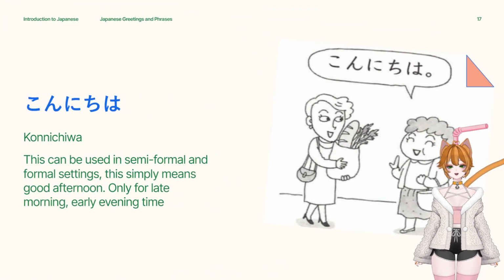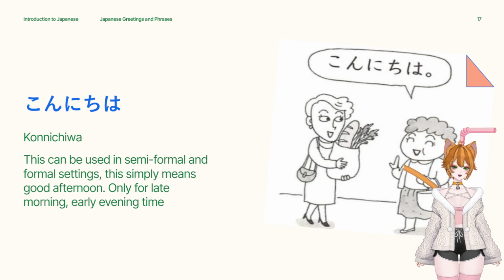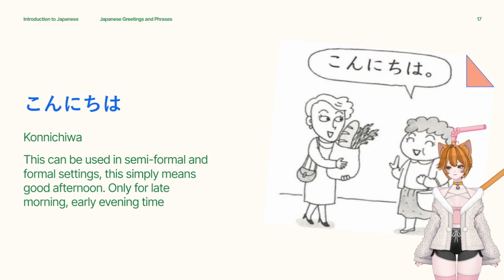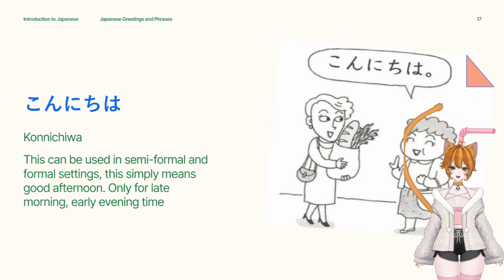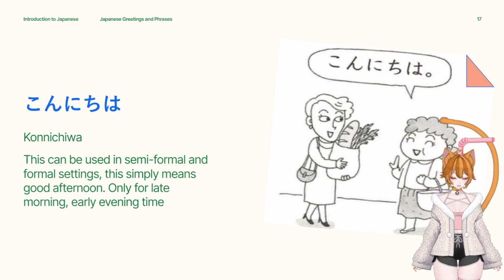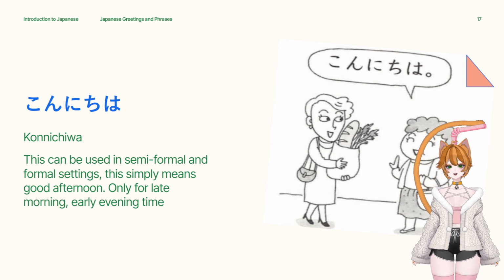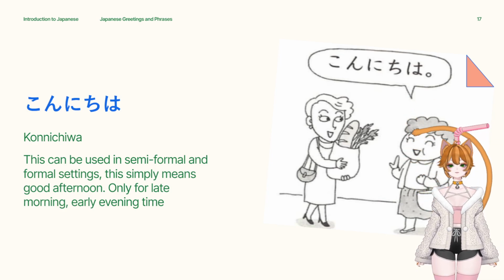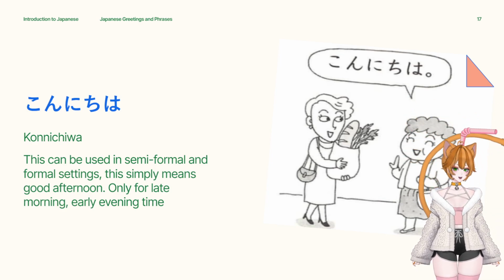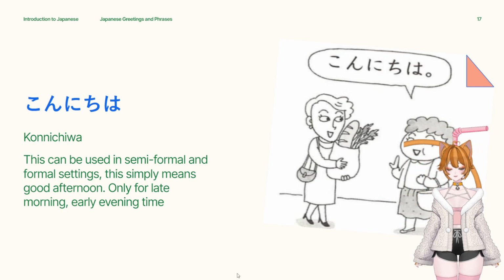Our next one is konnichiwa. This is another one that can be used in a semi-formal to formal setting. This just means good afternoon. I would only use this for late morning and early evening, so I'm saying around maybe 11 to 6 o'clock. You don't want to use this after the sun sets or in the morning because it would sound wrong.